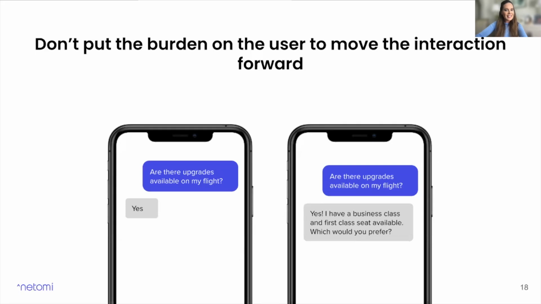So instead of just saying yes, we could say, "Yes, I have a business class and first class seat available. Which would you prefer?" We're putting the user into action. They know that they have to make a choice. There are two options here. They can make their selection, and then we're going to move forward with that booking.